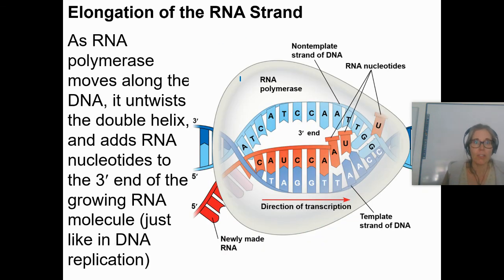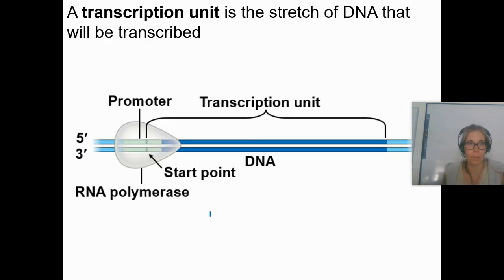Okay, elongation of the strand means you just continue. RNA polymerase walks right along and keeps adding on to the 3' end. So if this is the 3' end, you're going to add another one there and there and there. So you can keep adding on to that. So RNA polymerase moves along the DNA, it untwists the double helix, it adds RNA nucleotides to the 3' end of the growing RNA molecule, just the same as in DNA replication.